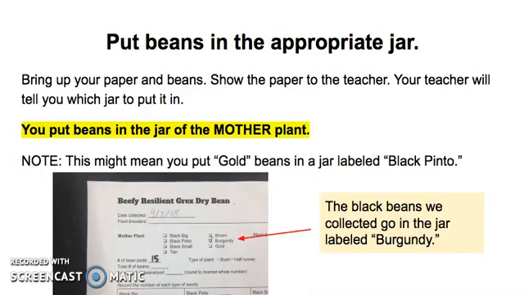And then you're going to take your paper and your beans, and you're going to show the paper to your teacher. So the teacher can see, oh, this is the burgundy beans. So you're going to put all of your beans in the burgundy jar. Yes, we're putting black beans in a burgundy jar because we're basing it on the mother plant. And then we're going to plant those out next year, and we're going to keep seeing what happens, and we're going to actually create a new variety that is going to be in the public domain for the benefit of society. So enjoy, and hope this was helpful.